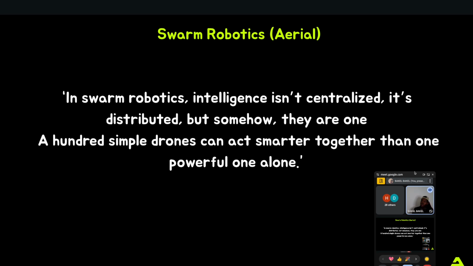And I would draw my illustration to a flock of birds flying and a school of fish. These flocks of birds, they move in so much harmony that as the first one pitches upward, the rest pitch upward and they're all moving together. So we have hundreds of simple drones that act together as if they are one, and that's swarm robotics.